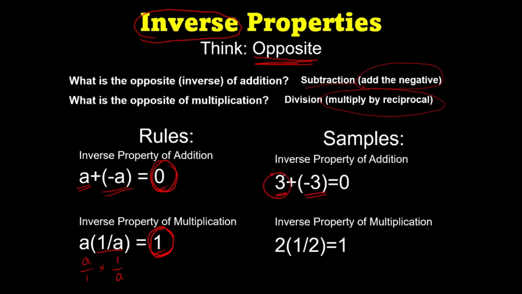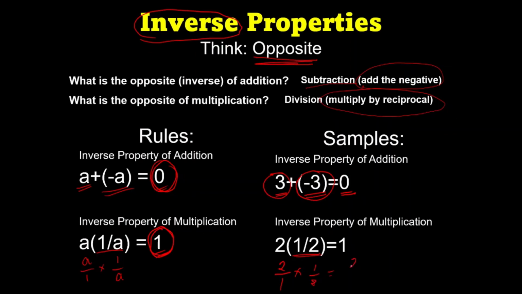When we add 3 and negative 3, the answer is 0. Ayan. Sa inverse property of multiplication naman, we have 2. Gawin natin siyang fraction. Automatic kasi si 2, meron siyang denominator na 1. I-multiply natin sa reciprocal niya which is 1 half.